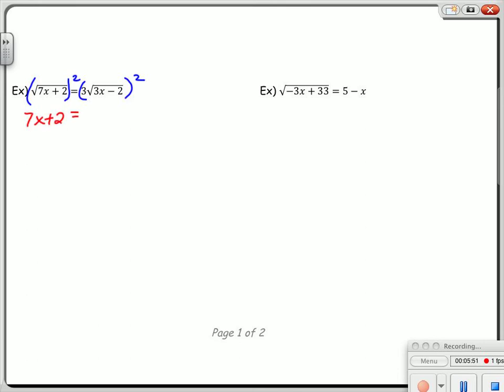The right-hand side, I have to use the product of powers property. 3 squared is 9, and then the square of a square root is the radicand. Careful, use parentheses. I distribute the 9 on the right-hand side.